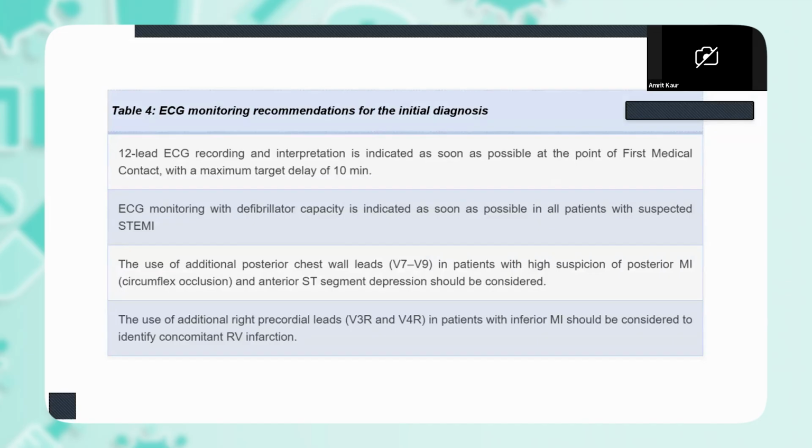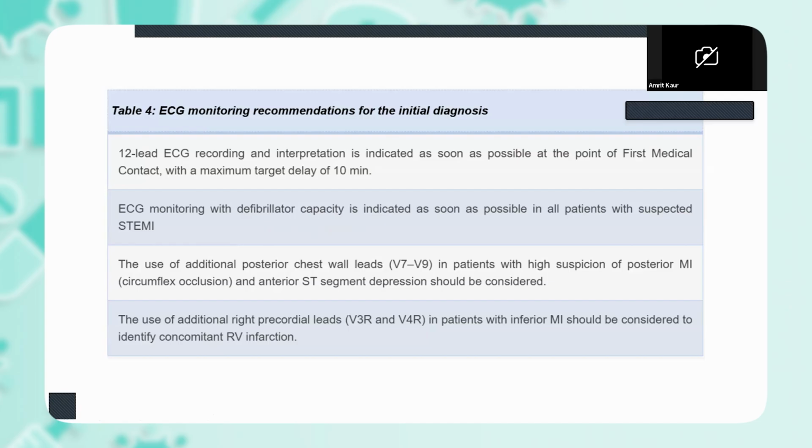Now, the recommendation from your ESICM says your ECG should be done and interpreted by your first medical contact within 10 minutes. This is your EDIC 1 question. Second question is your ECG monitoring should be done on a device that has a defibrillator capacity, because we've seen in our question, VF is the most common arrhythmia, and therefore you should always have a defib ready.